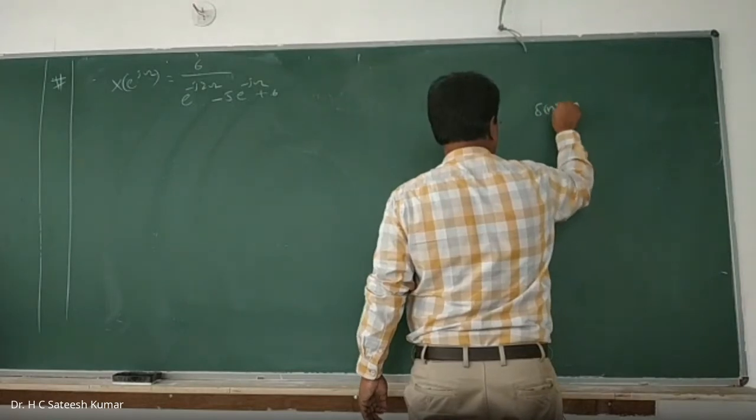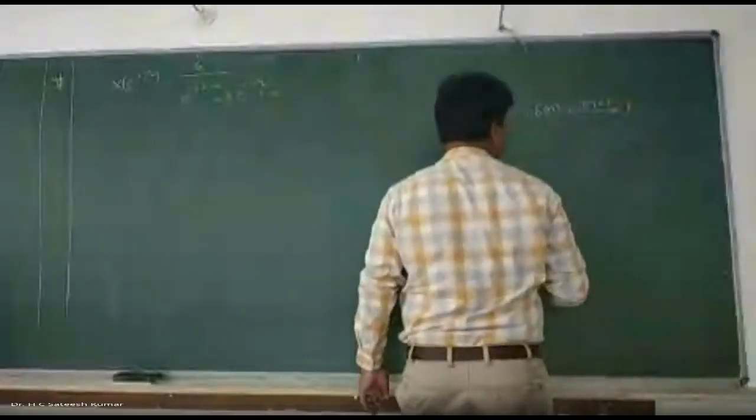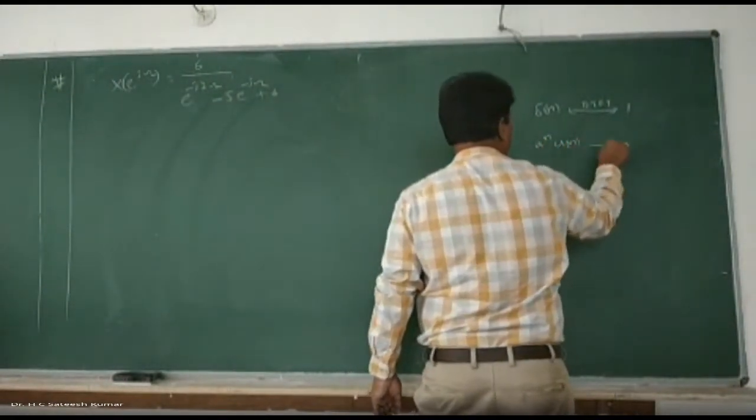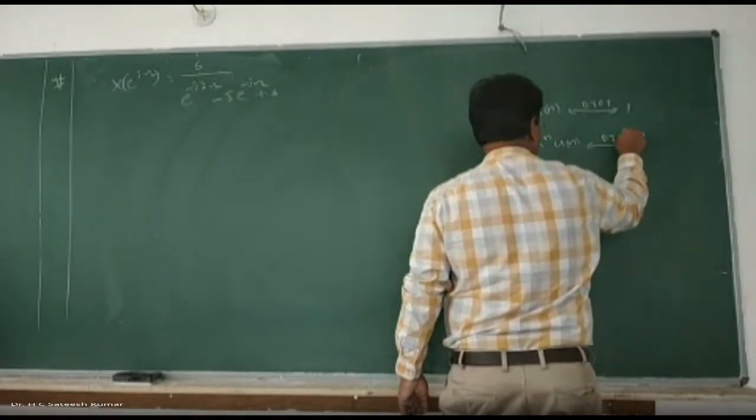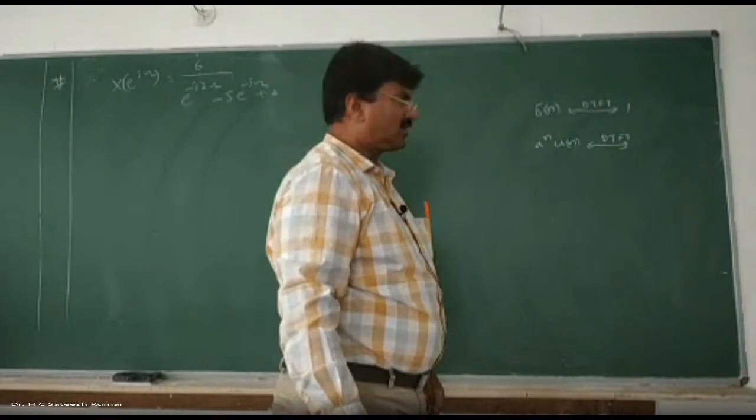Delta of n has DTFT of 1, and at the same time a power n into u of n has DTFT of... We can take it as a standard relation. This is a power n into u of n. Its z-transformation is what? z divided by z minus a.